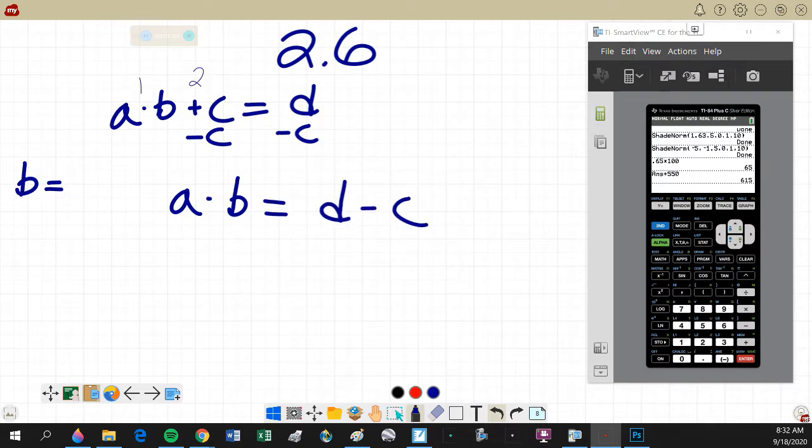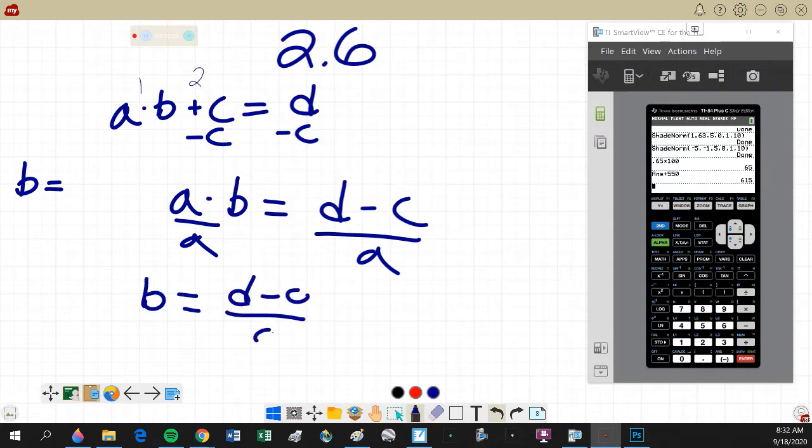Now what? Divide by A. And I don't know what D minus C divided by A is, so the new formula is D minus C over A.